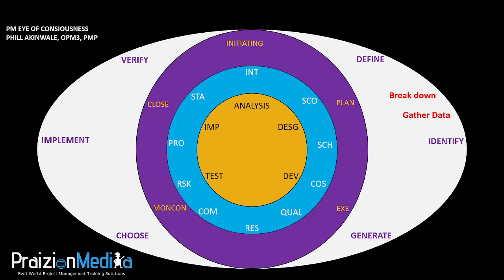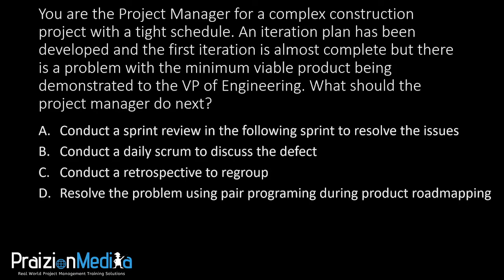In conclusion, let's examine a simple question. You are the project manager for a complex construction project with a tight schedule. An iteration plan has been developed and the first iteration is almost complete, but there is a problem with the minimum viable product being demonstrated to the VP of Engineering. What should the project manager do next?